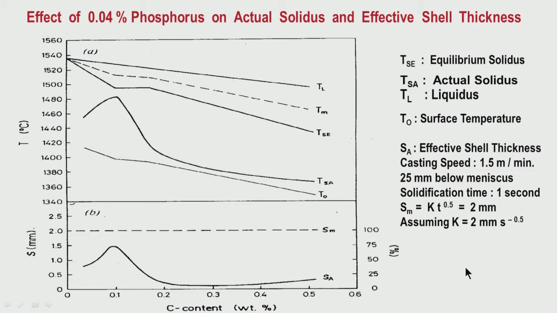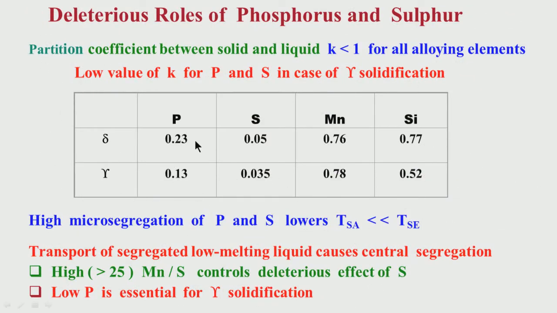All alloying elements will contribute their part in segregation. So it depends on what the small k values are, and what their diffusion coefficient in the solid is. All these factors will finally give us a relative amount of microsegregation, a relative amount of segregation of the alloying elements. It depends exclusively on the small value of k. The small value of k is very important. A small value of k means more segregation. In gamma solidification, you see, these k values are less.